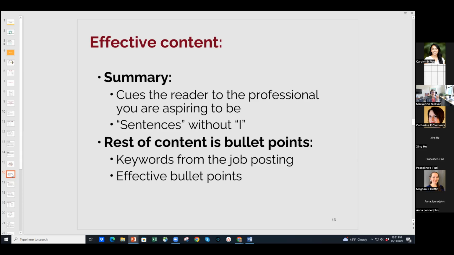Summaries are often written in a paragraph or sentence form, just without the pronoun "I." We don't use "I"s in resumes. The rest of the content we talked about will be keywords and bullet points. We're going to talk about that too, how to write an effective bullet point.